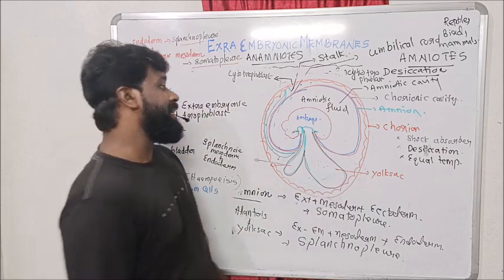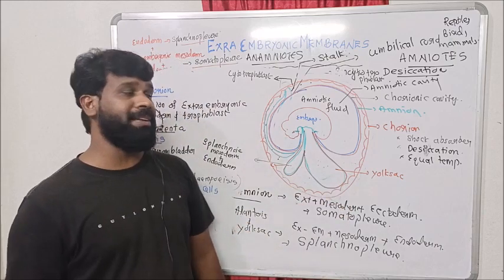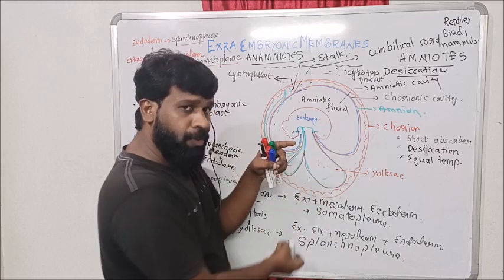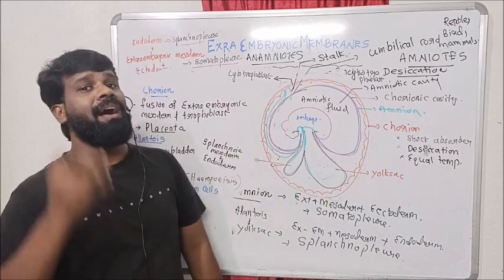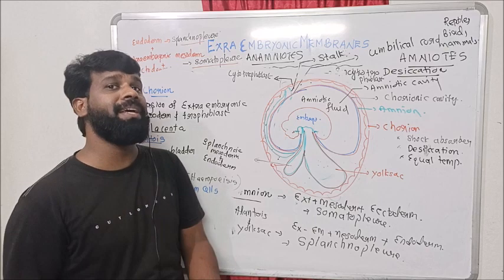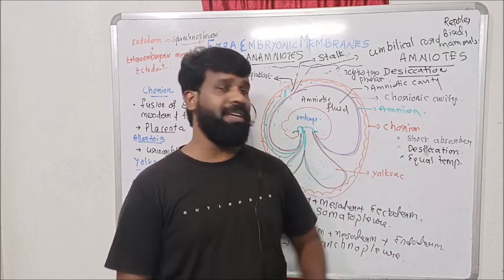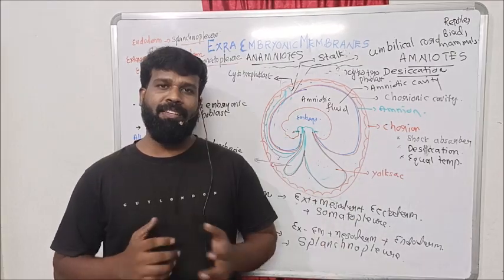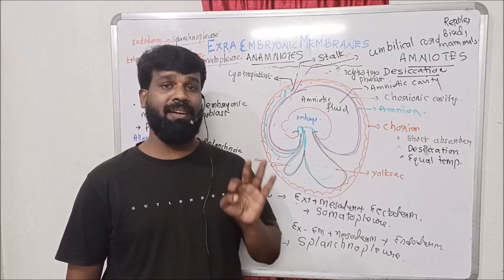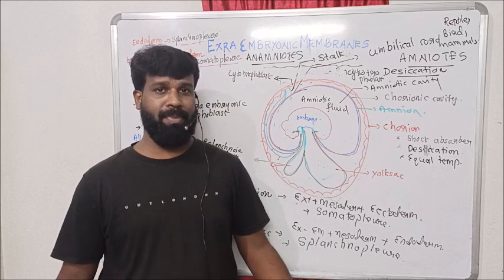It also helps in the easy expulsion of the fetus during childbirth, because during childbirth this membrane ruptures and the amniotic fluid is released through the vagina, acting as a lubricant for the easy passage of the fetus through the birth canal. These are the functions of amniotic fluid. In this session, we learned about the extraembryonic membranes, their formation and their functions.